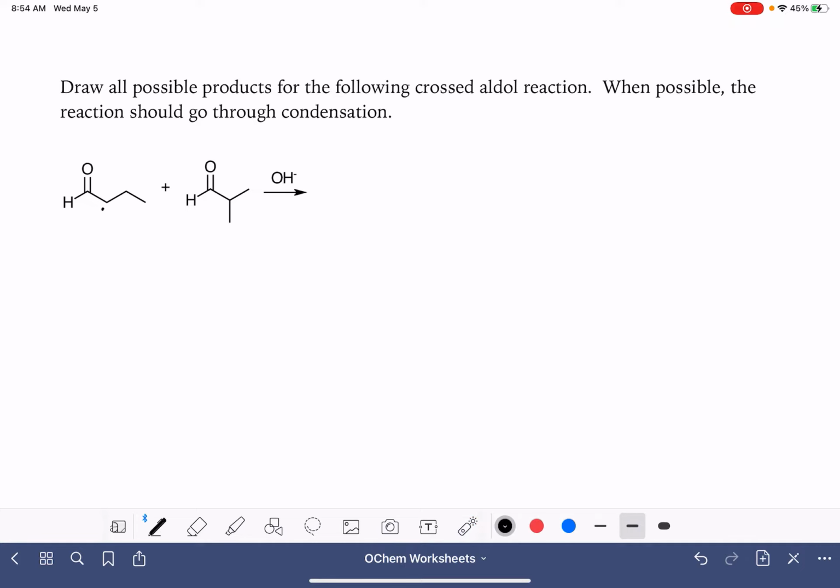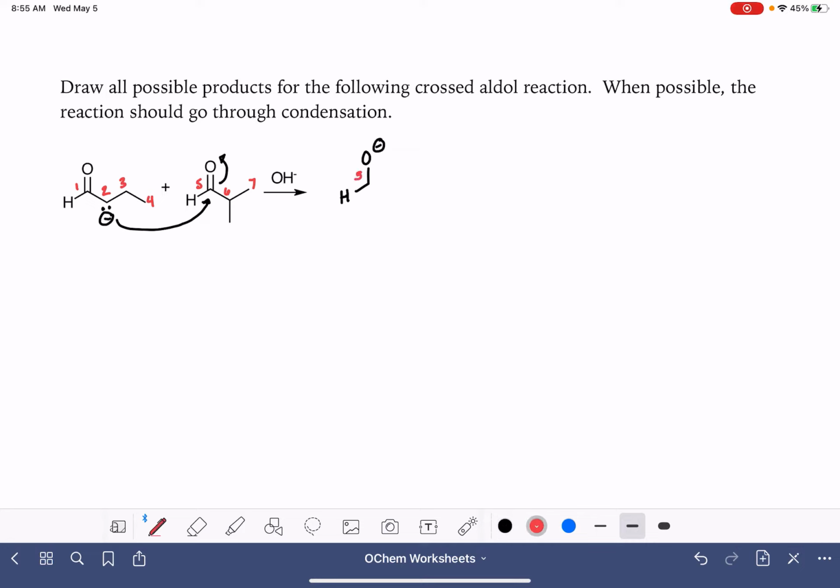Now, it's really difficult for me to just draw products of an aldol reaction without at least kind of drawing something that resembles a mechanism. So what I'm showing here is just sort of how I would approach the problem if I wasn't being asked to draw a mechanism. I would still use some curved arrows. I would still number my carbons just to kind of help me keep things straight.